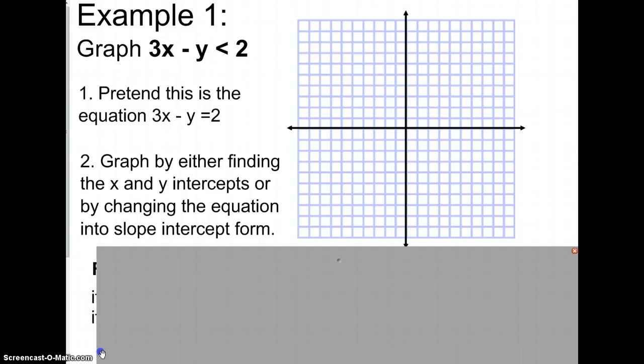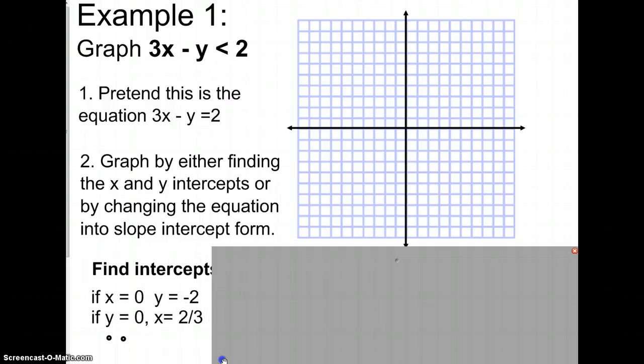form. So the first way we're going to do this is finding the intercepts. So if I put 0 in for x up here, I would have 3 multiplied by 0, which would give me 0. What would I need to subtract from 0 to get a positive 2? Well, in order to get a positive 2, y would have to be negative 2. So I take my points and I put x is 0 and y is negative 2.